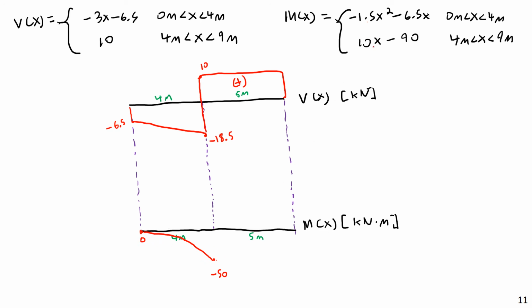Then, will we have any jump? Let's put in 10. We can see here, 10 times 4 is 40, minus 90 is negative 50. So we actually don't have any discontinuities in the moment function, but the actual equation of it changes. We start here at negative 50 at x equals 4 meters, and when I go to x equals 9 meters, I'll be back up at 0. And that's going to be a linear function.